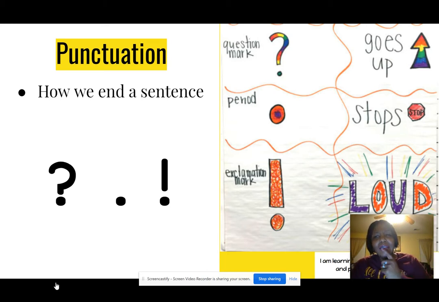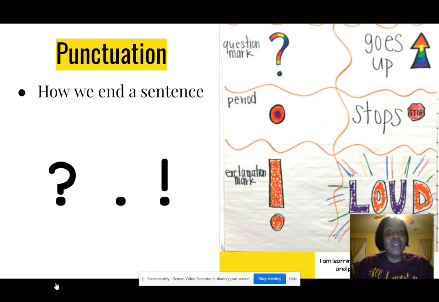I see an arrow beside that question mark. Oh, that arrow beside the question mark means that my voice is going to go up at the end of this question. So if I said, what is your favorite color? My voice kind of did go up a little bit at the end. So that means I'm asking a question. A period means that there is a stop. Can you do that with me? Stop. Just like that.